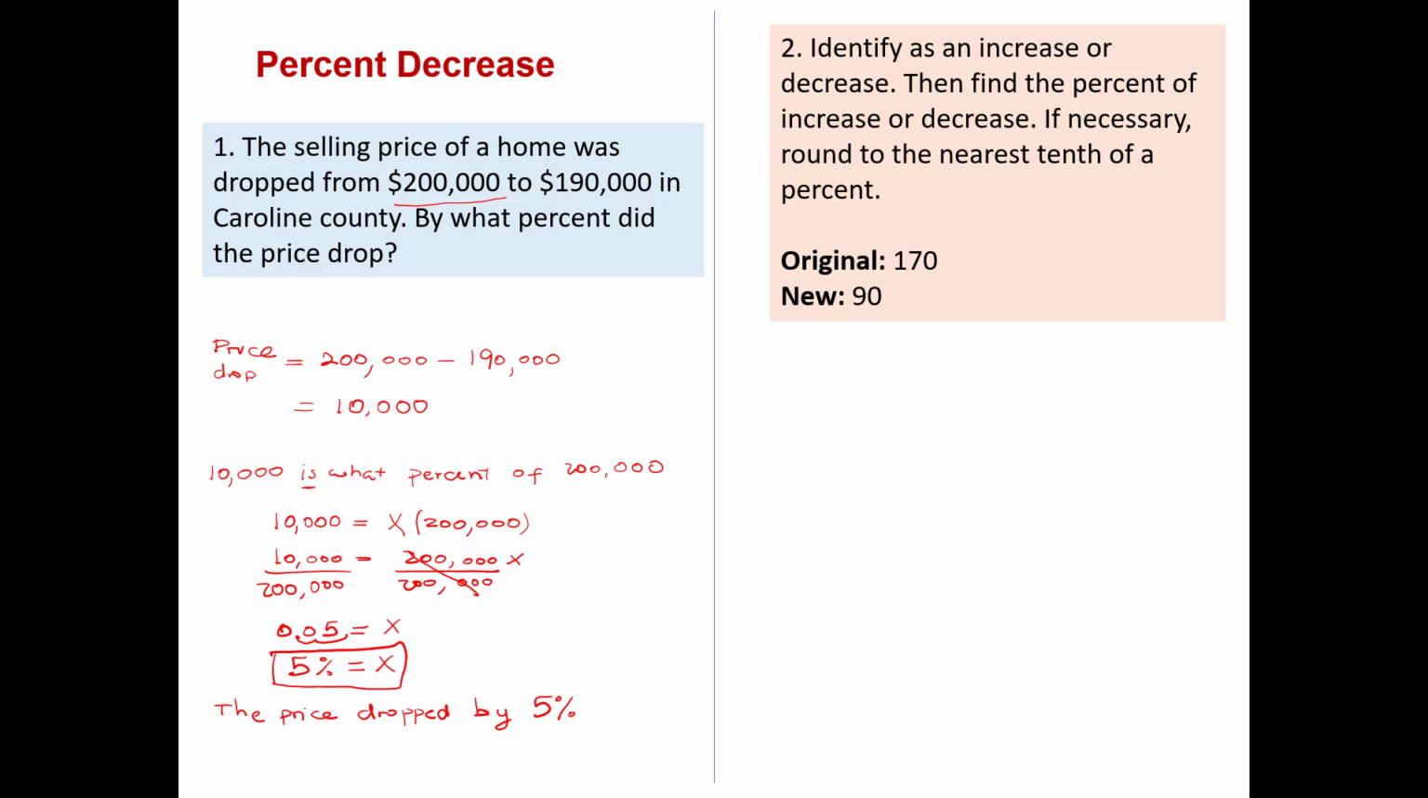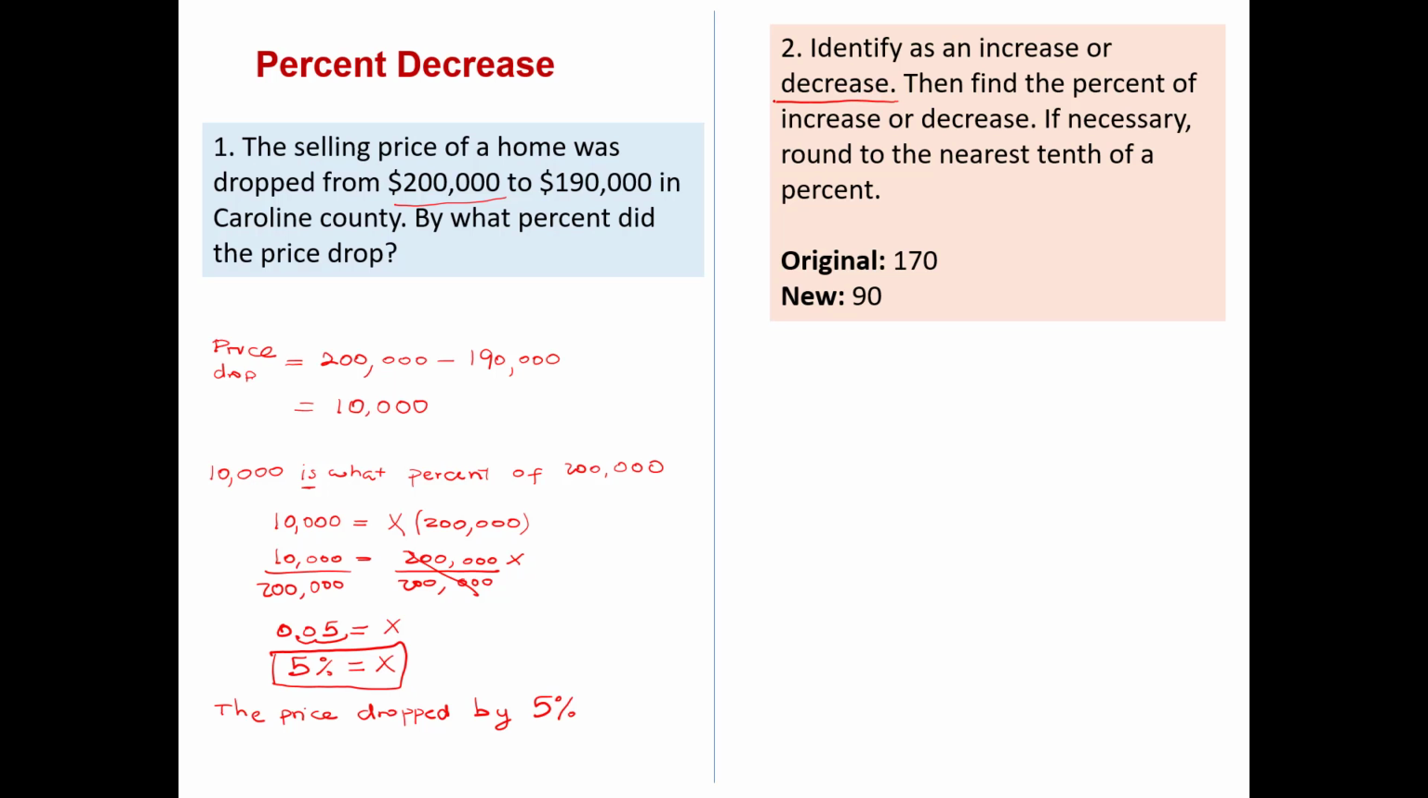Now let's try to solve the second problem. Here we need to identify if the problem is an increase or decrease problem, then find the percent of increase or decrease. If necessary, round to the nearest tenth of a percent. The original is 117 and the new is 90. Then clearly this problem is a decrease problem. Yes, clearly it is a decrease problem.